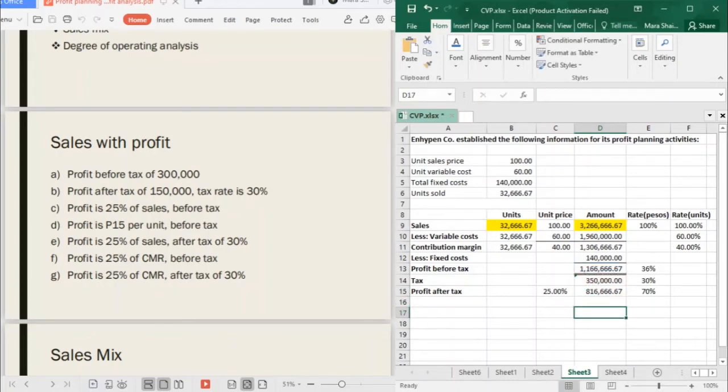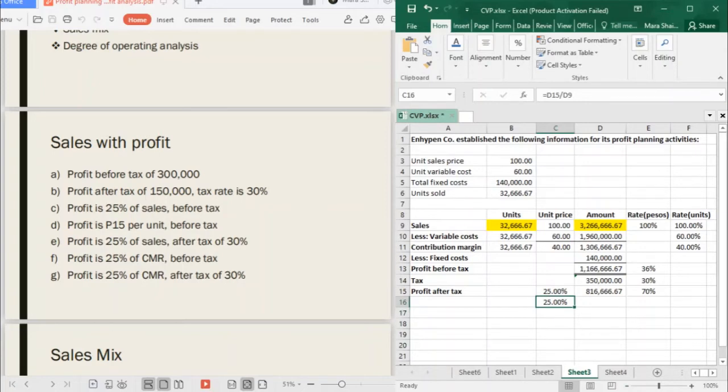So see, that is how you get your sales cost. So let's try to check if this profit after tax is indeed 25%. So 8166 divided by the 3266. So, see? 25% of sales after 30% of tax.